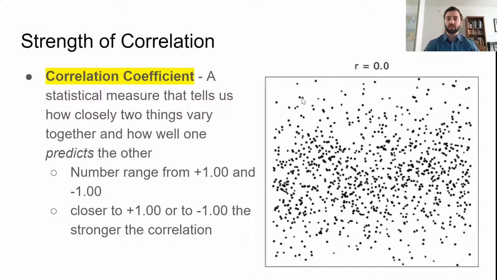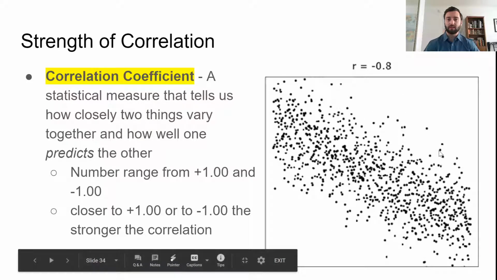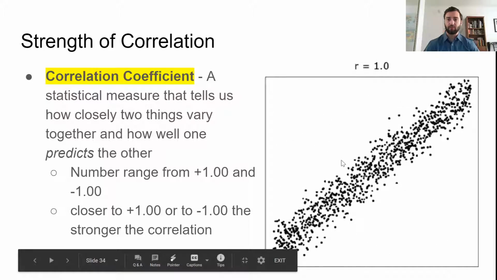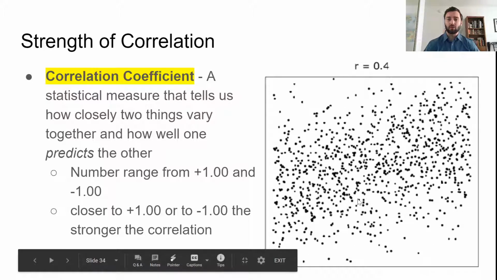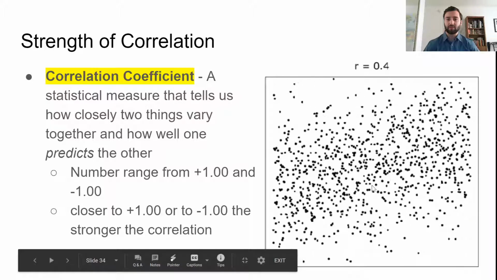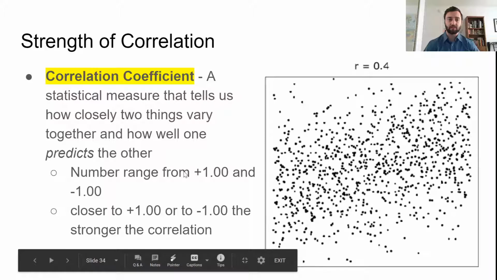Now, as it moves towards 0, notice everything just goes all over the place, right? There are dots everywhere. It's random. That's where there's basically no correlation. The closer we get to 0, the less correlation there is, and what that means is that you can't predict them. If you use this information here, you can't predict what's going on with this other factor, okay?